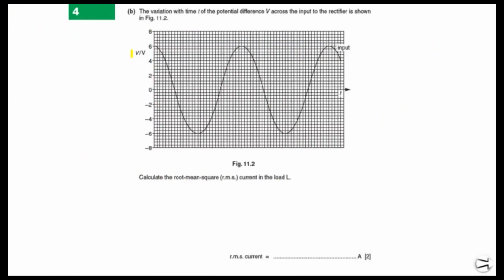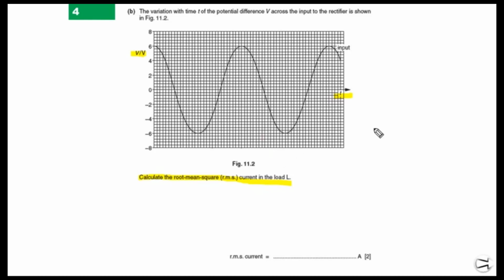For part B, a potential difference against time graph is given to us. As you can see, time is on the x-axis and potential difference is on the y-axis. We simply need to calculate the RMS value of current for the load. So how can we calculate it, because in this case we don't have the peak value of current, we only have the potential, and also we have the value of resistance. So how can we answer this question?